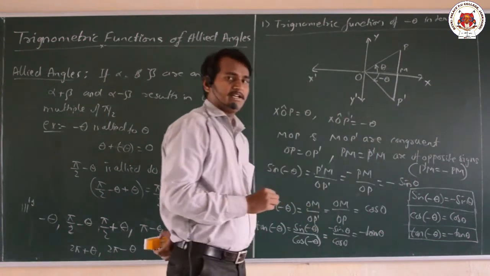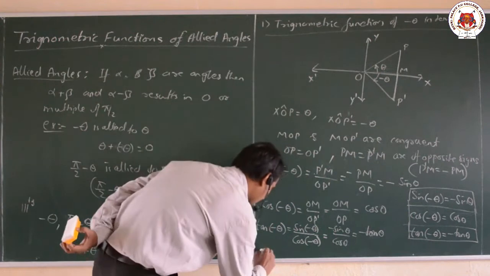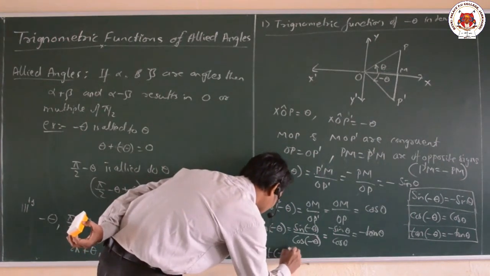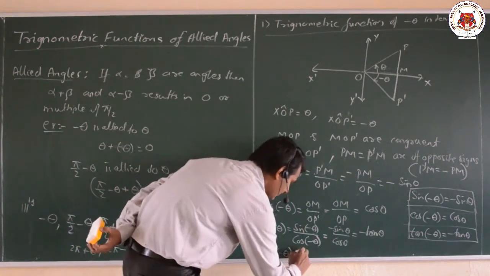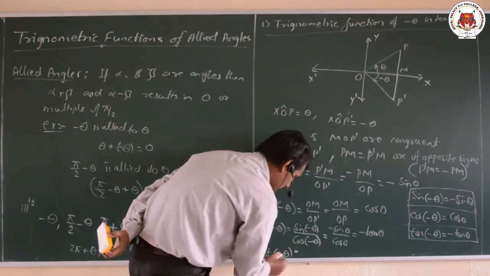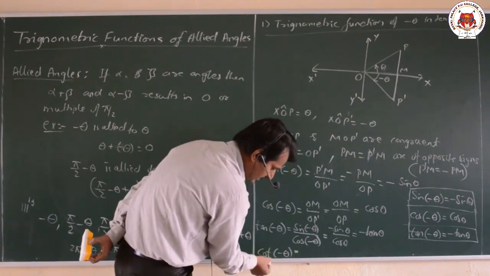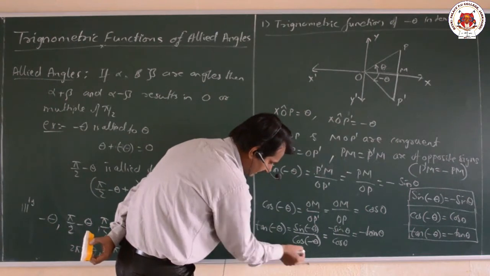Similarly, we shall move on to the next part, that is cot of minus theta. The value of cot of minus theta will be the reciprocal of it. Cot means 1 by tan, so it is 1 divided by tan of minus theta.